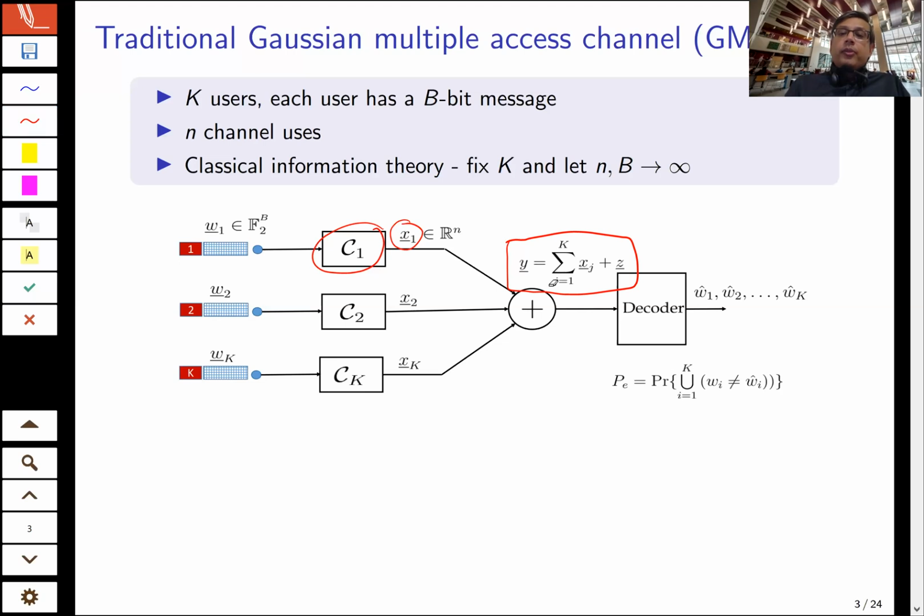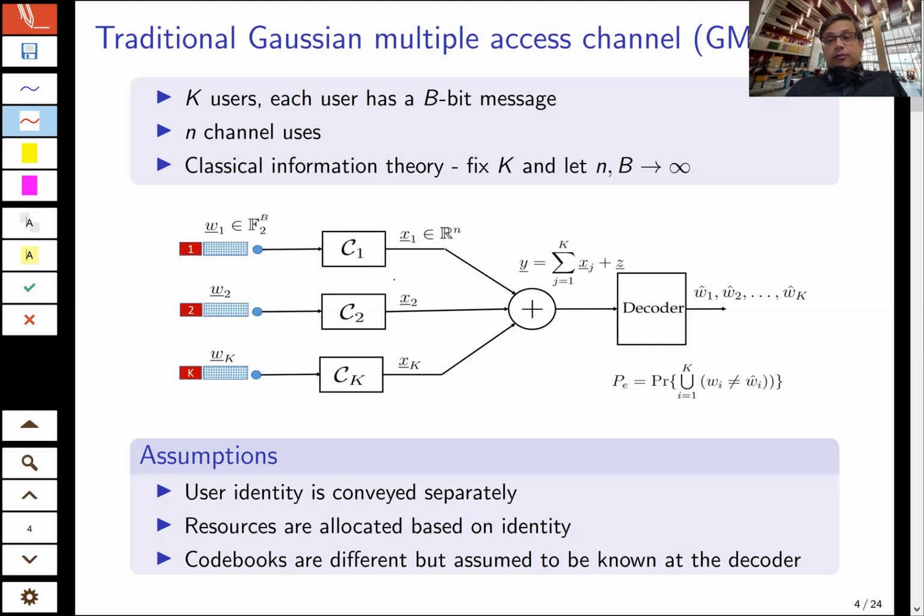Now, in classical or Gaussian multiple access channel or classical information theory, the number of users K is typically fixed. It's typically small. And what you do is you let n, which is the number of times you use the channel, grow. And you want to be able to transmit proportionally more information. So you let n and B grow, and you ask yourself, what is the rate at which B can grow with n? So that's classic information theory.